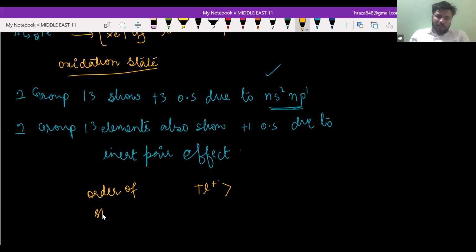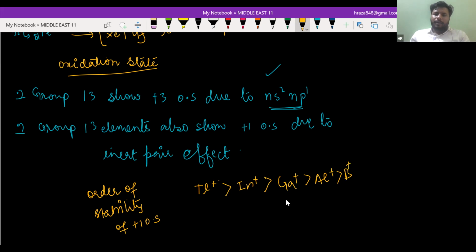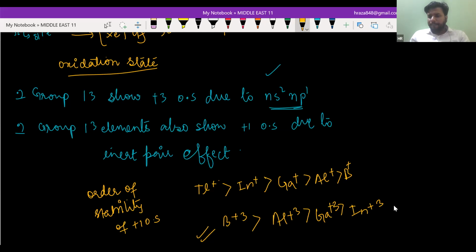I'm writing the order of stability of +1 oxidation state. Thallium, then we can say indium, then gallium, then aluminum, and then boron. Whereas +3 oxidation state is stable in boron and then aluminum, then gallium, then indium, and then thallium. Thallium is highly unstable in +3 oxidation state. Always remember it. Okay. Yes, sir.